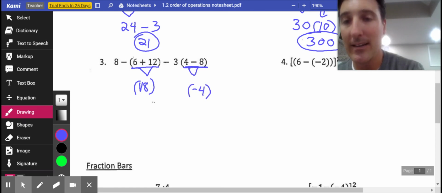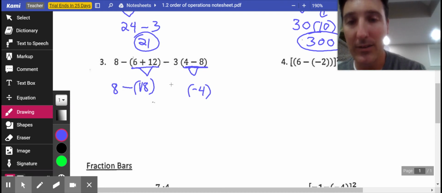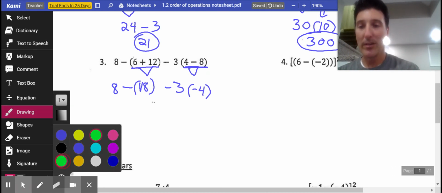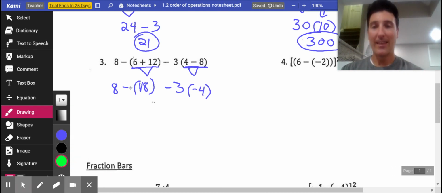I bring down the 8. I bring down this minus. I bring down this -3. All right. Now, what could be a little confusing right here, this minus is not inside the parentheses, so this is subtraction. This is subtraction. And see how there's nothing in between these? So this minus, that's not 3 minus 4. This is the 3 times -4. So multiplication is going to go before these subtraction symbols. That could be a little confusing.